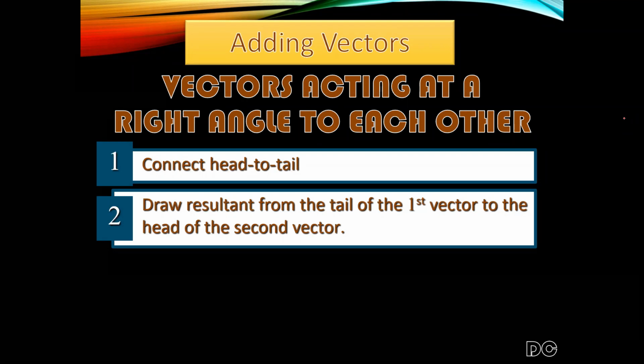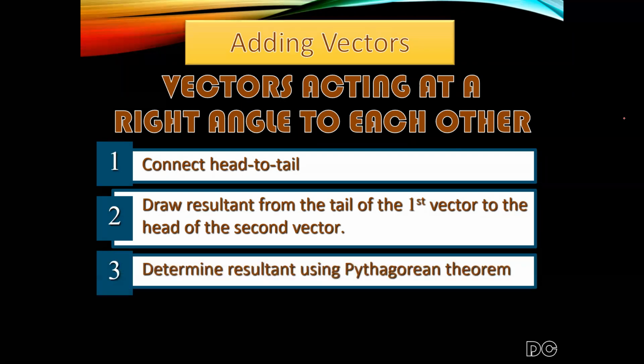So since it is a right triangle, to solve for the resultant, we can say that the resultant is the hypotenuse of our right triangle. Since it is a right triangle and the angle is not given, we can use the Pythagorean theorem to determine the resultant of your vector.